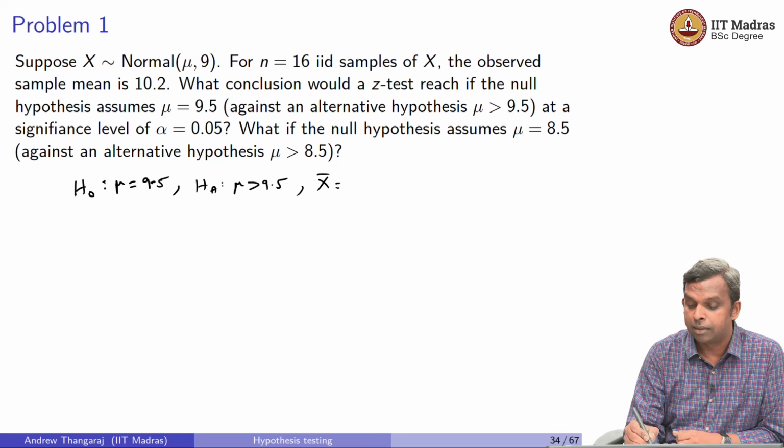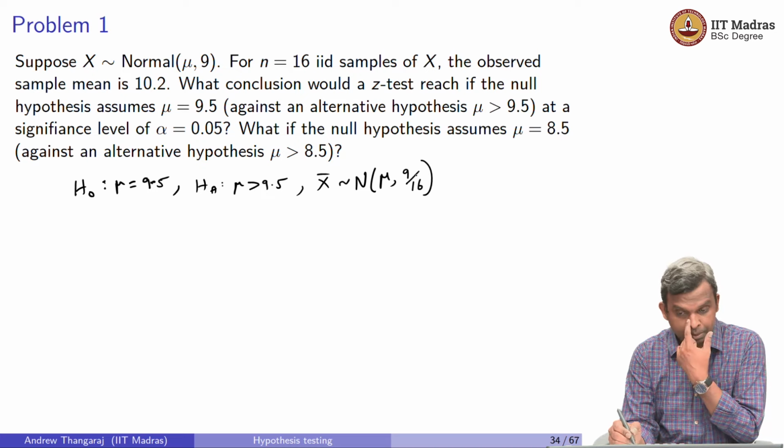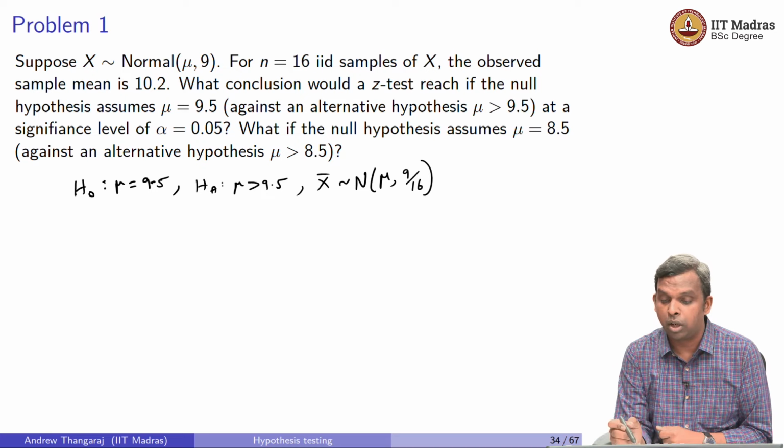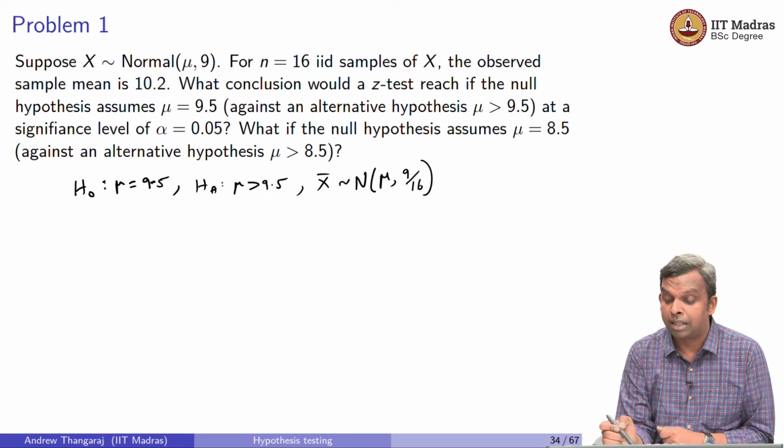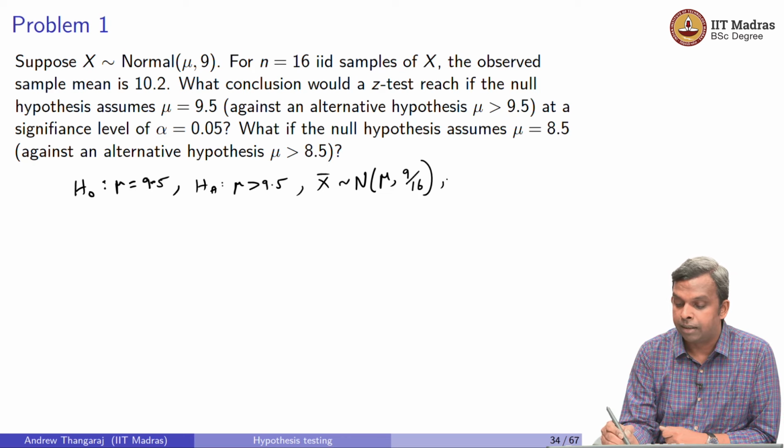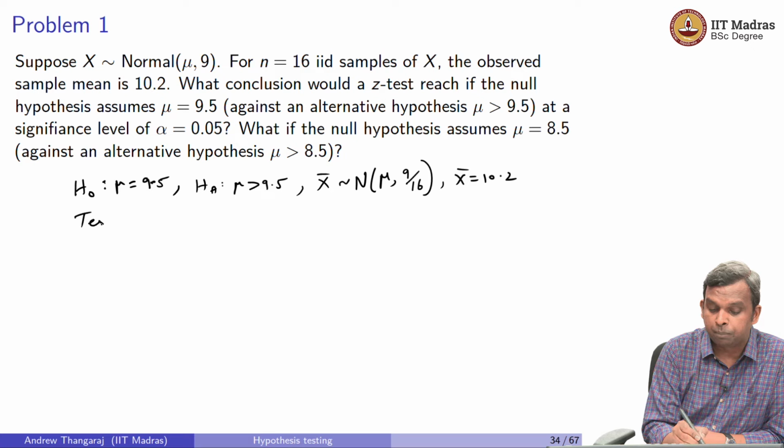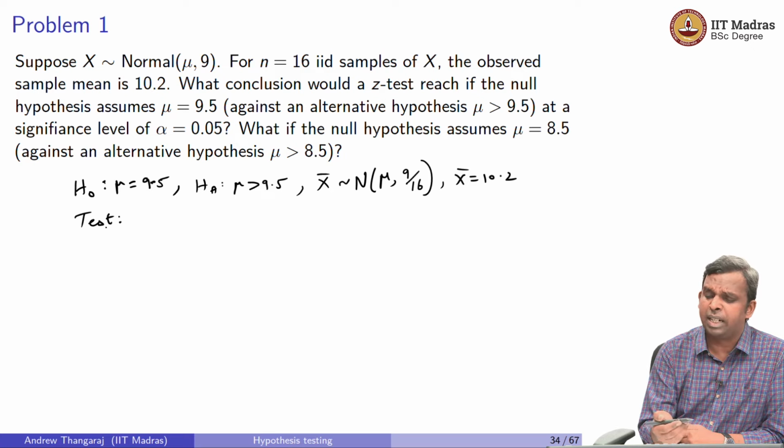So x bar is distributed as normal with mean mu, and the variance is going to be 9 by 16, isn't it? So remember the 9 by 16, that's the n. You've got number of samples 16, so the variance is 9 by 16. This is an important step, don't forget this. Don't simply take the variance as 9. As you take more and more samples, the variance of the sample mean goes down, and the given value of x bar is 10.2.